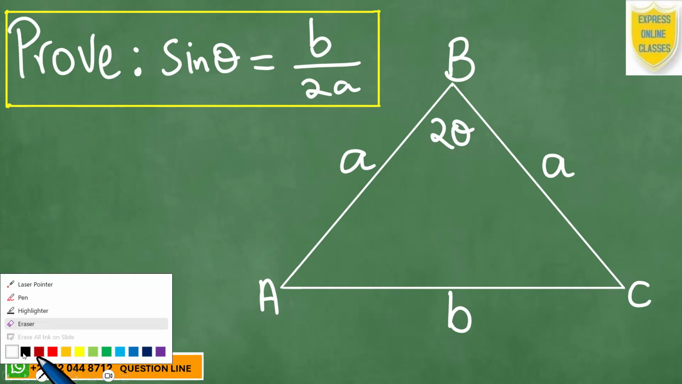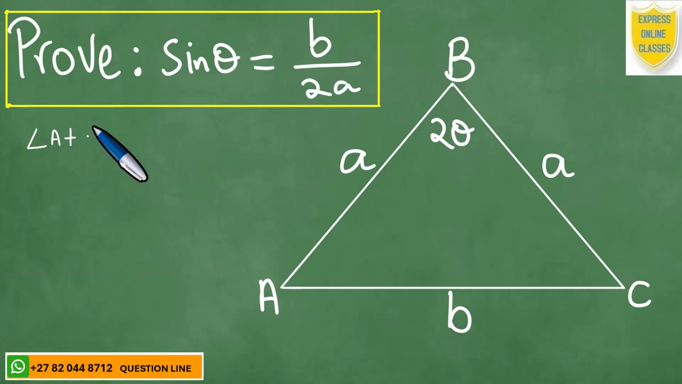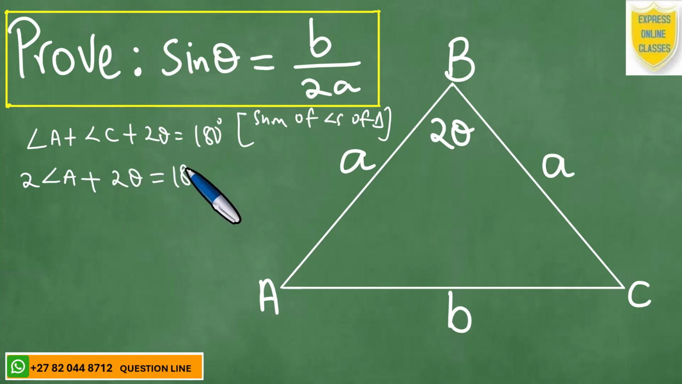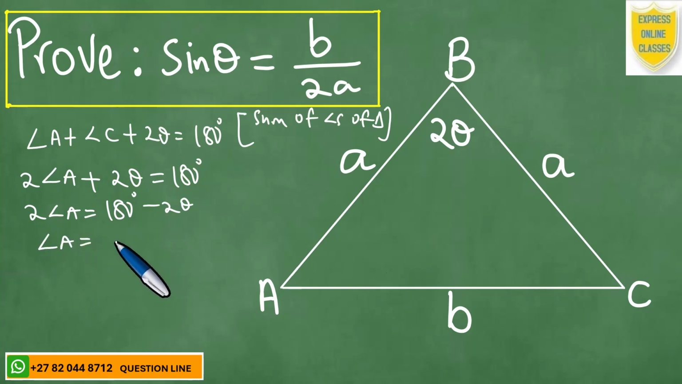Let's say the angle A plus the angle C is 180 degrees, which is the sum of angles of a triangle. And at this point, these two base angles are equal to each other, so that you have the angle A, which is 180 degrees minus 2 theta. Divide by 2, which is 90 degrees minus theta.